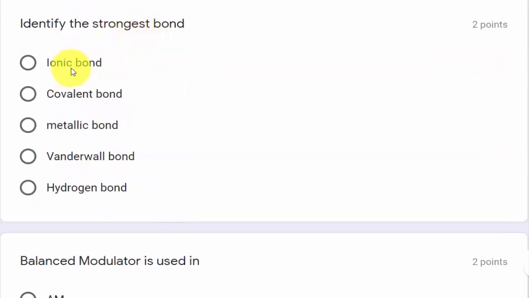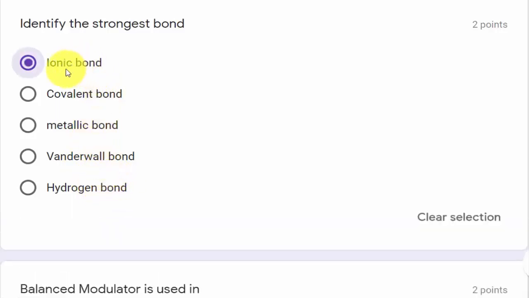Third question: identify the strongest bond. We have the ionic bond. This ionic bond is nothing but a complete transfer of electrons. Suppose I consider NaCl: sodium gives away the electron and chlorine takes the electron, so it is a complete transfer of electrons. In the case of covalent bond, it is sharing of electrons, and we know that sharing always creates a problem. In the case of metallic bond, a pool of electrons forms the bond. Van der Waals bond is a weak bond, which you can find in graphite. Hydrogen bond is also a weak bond. So the answer is ionic bond. Ionic bond is the strongest bond.